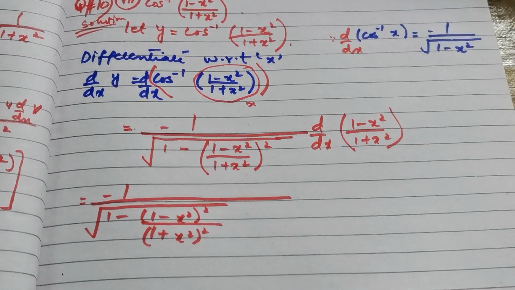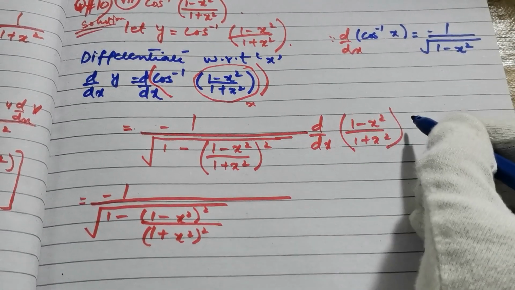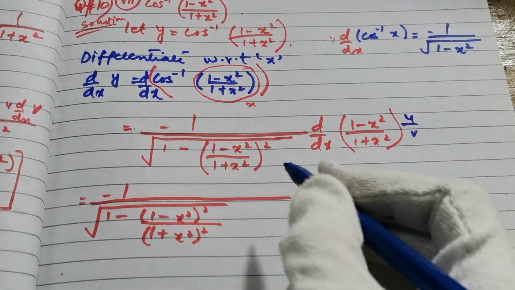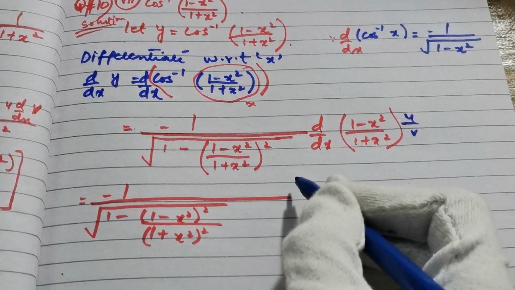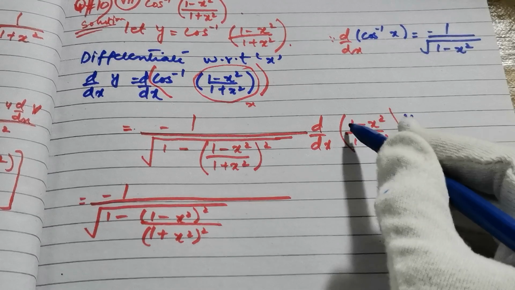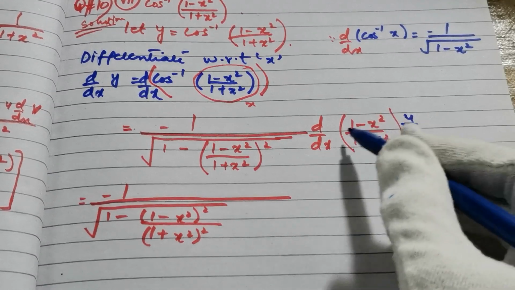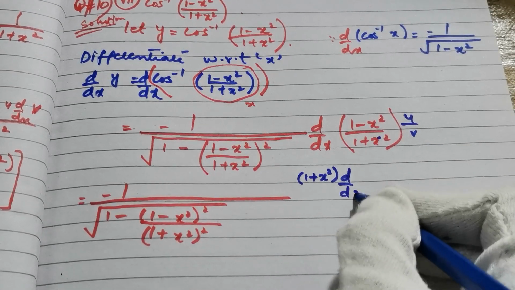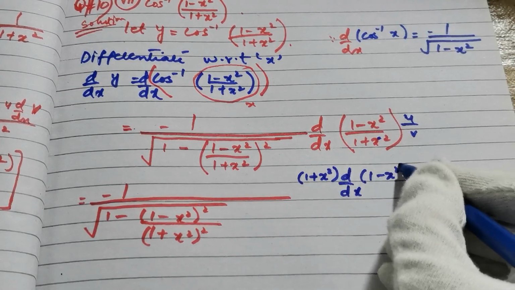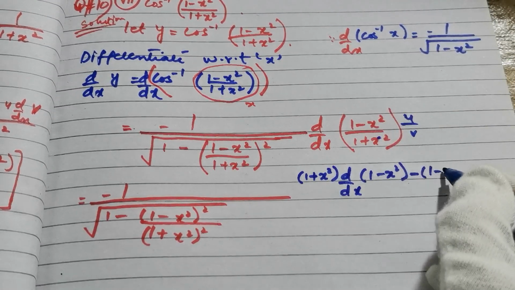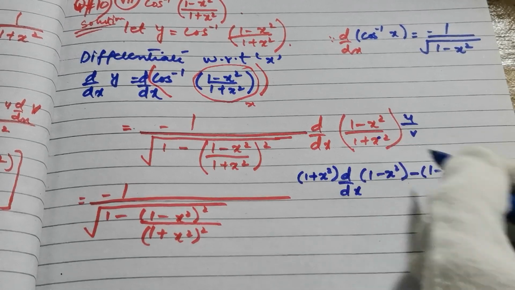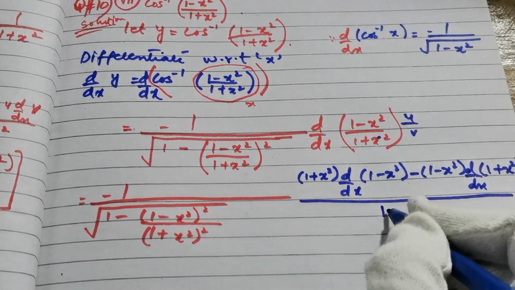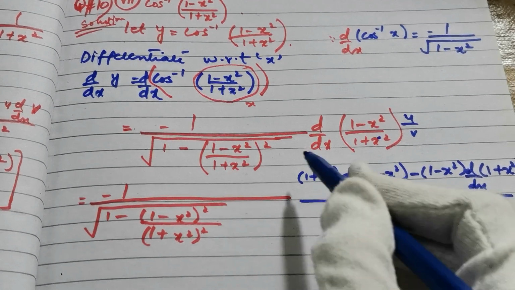For the derivative of this term, we can see it is a quotient of two variables. We consider this term as u and this term as v. So the derivative of u by v is v, which is 1 plus x square, times the derivative of u, where u is 1 minus x square, minus u times the derivative of v, where v is 1 plus x square, whole divided by v square. V square is 1 plus x square whole square.